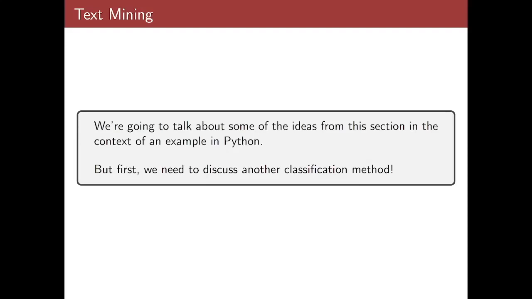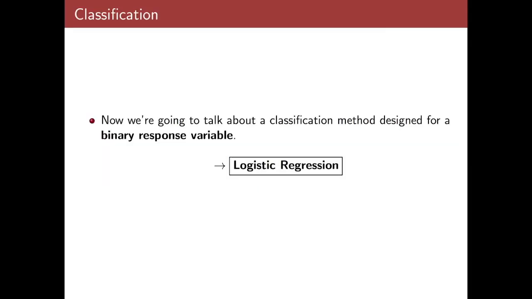There's a section in our book about text mining, and we're going to talk about some of the ideas from this section in the context of an example in Python. But before we jump into that, we need to discuss another method for classifying data. So we're going to talk about a classification method that's designed for a binary response variable. And we're going to talk about something called logistic regression that you may or may not have heard about before.